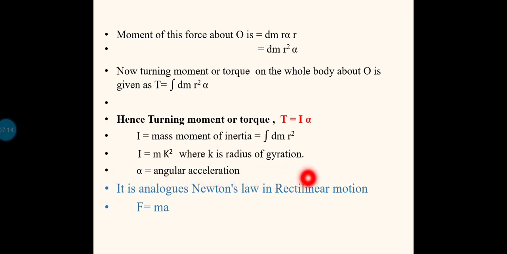In rectilinear motion we have used the same kind of equation, F is equal to ma. This T is equal to I alpha equation is analogous to Newton's law that we used in rectilinear motion, F is equal to ma. Instead of T in the rectilinear motion it is F. I have already told, in rectilinear motion the force F is the same as the torque T in rotary motion, and instead of mass we are using mass moment of inertia I, and instead of linear acceleration a we use the angular acceleration alpha. F is equal to ma is analogous to T is equal to I alpha. Both are the same equation. Instead of F we have to use torque.